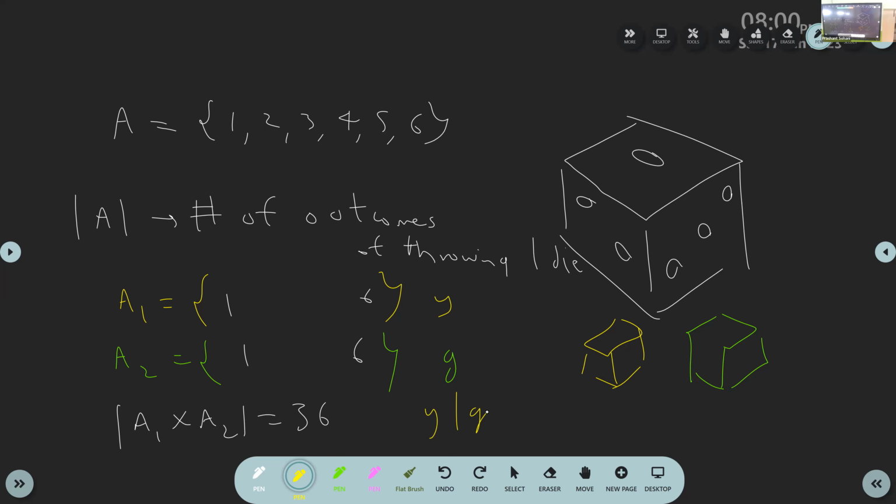For example, if both are 1, I am okay. If yellow is 1 and green is 2, I am okay. If yellow is 2 and green is 1, that is not okay, because it's the reverse. Right? So how many such cases are there where yellow divides green?